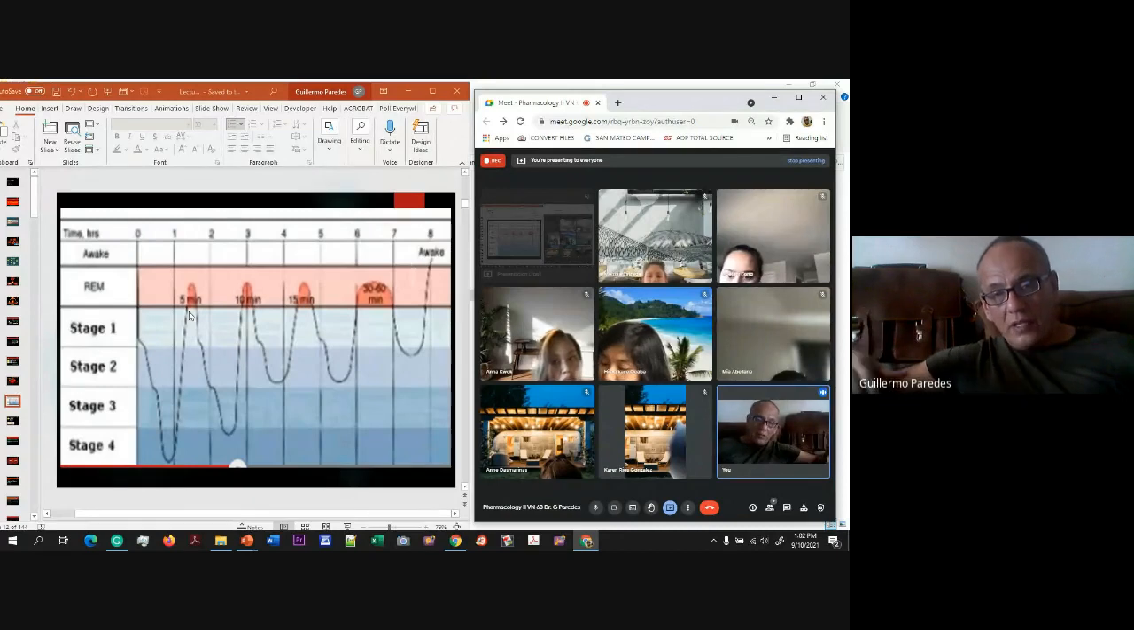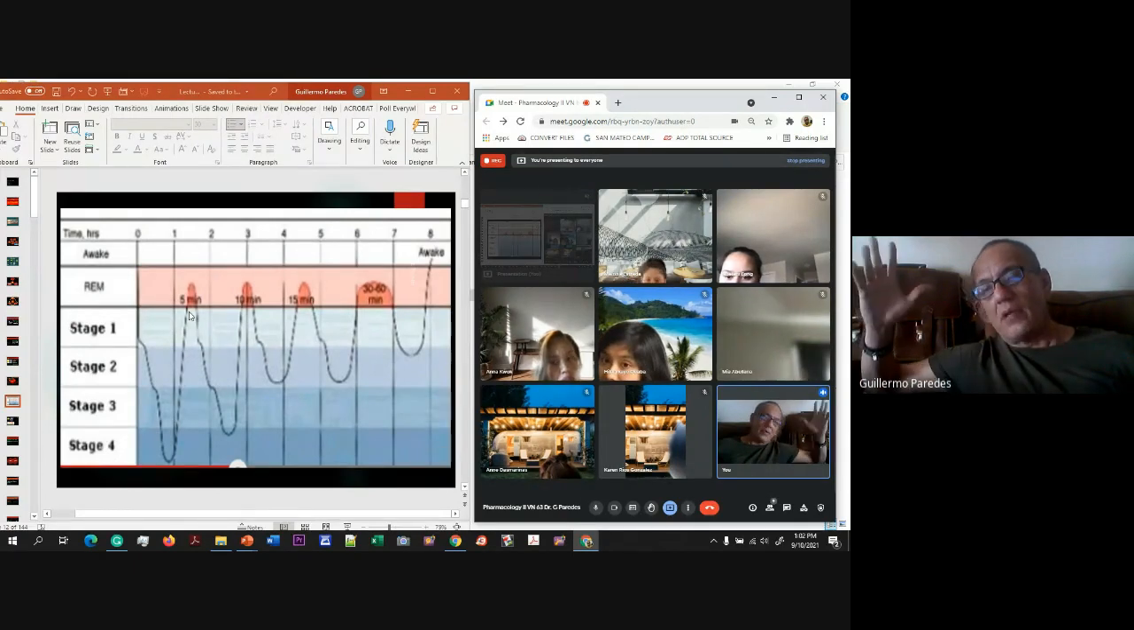The next cycle is a cycle. So 1, 2, 3, 4, REM. REM, then go 1, 2, 3, 4. And then go back. 4, 3, 2, 1, REM. The next REM is going to take 15 minutes. The next REM is going to be about 30 to 60 minutes.